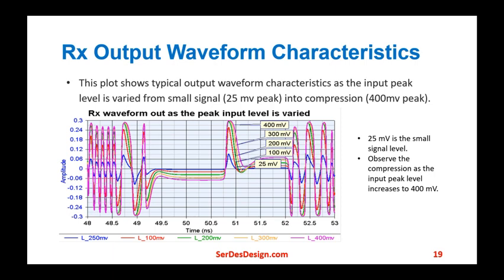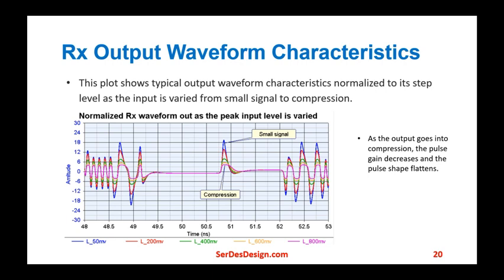Here's the slide. As the waveform level is varied, you can see that there's compression as the input level increases to 400 millivolts. Again, 25 millivolts is the small signal level.